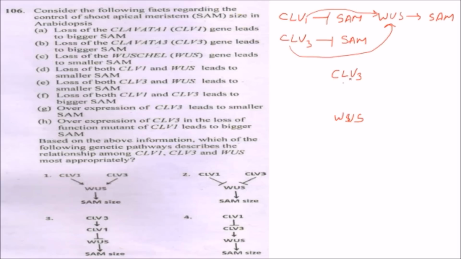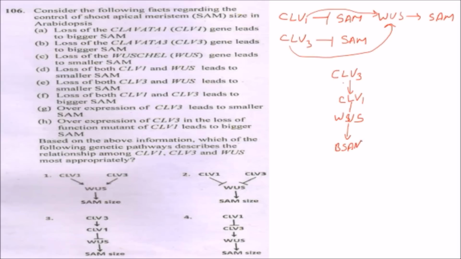It means it is controlling the WS indirectly with the help of CLV1, because if it is overproducing, then it is leading to mutations or a loss in the function of CLV1. So when CLV1 is lost, it will not be able to control the WS, and the WS will lead to a bigger size of the SAM.